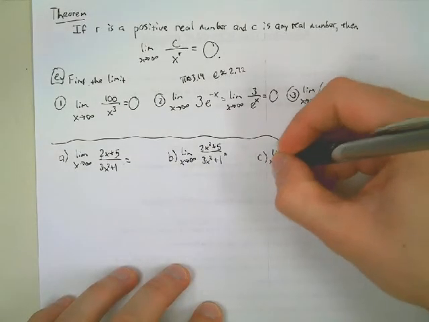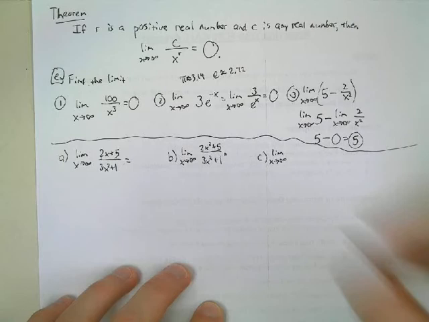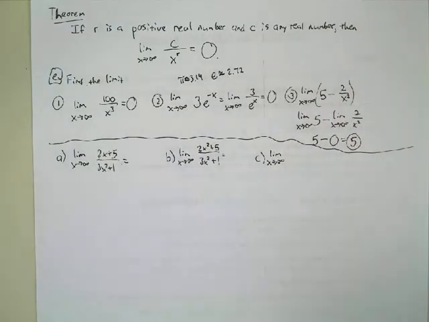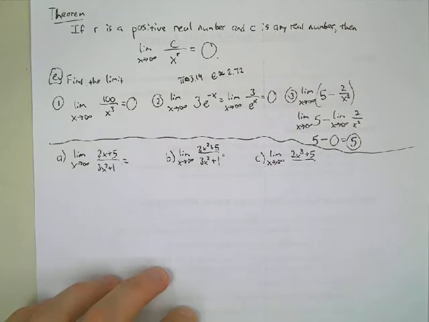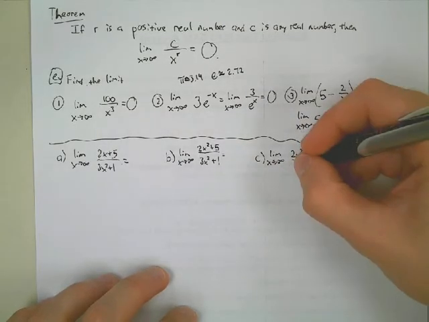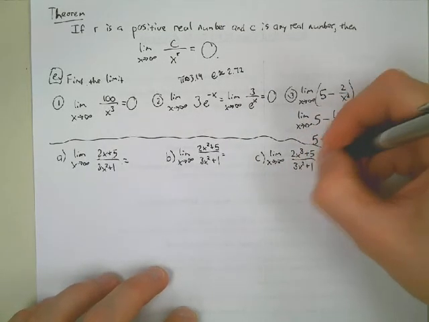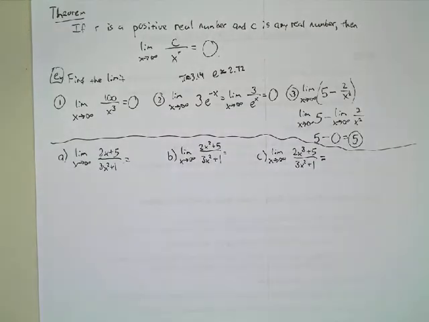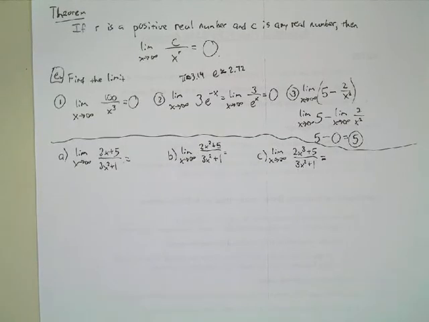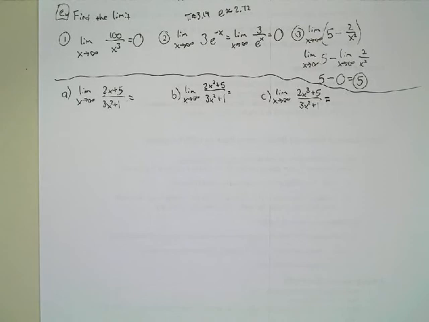And then y'all on the right: 2x cubed plus 5 over 3x squared plus 1. So you'll notice there's only a slight variation in all of these. Okay, so go ahead and do those real quick. Use your graphing calculators.